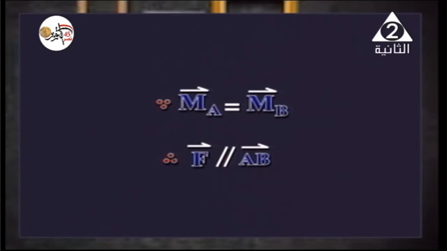My dear student, if moment about A equals negative moment about B, what do you deduce? Excellent, student. The line of action of the force F bisects AB. But in this case, if we have moment about A equal to moment about B, we deduce that the line of action of the force is parallel to AB.